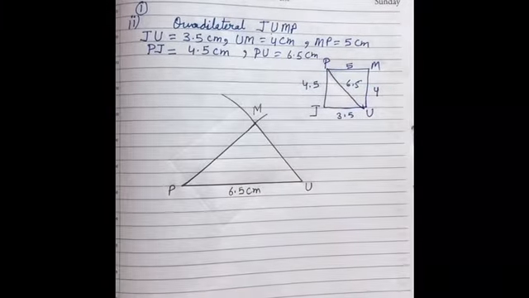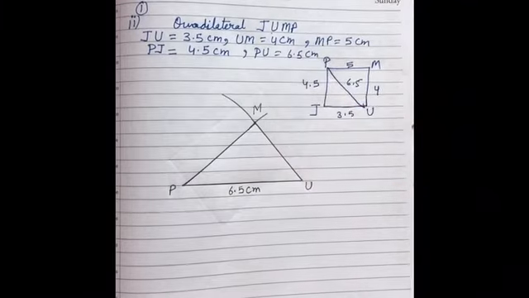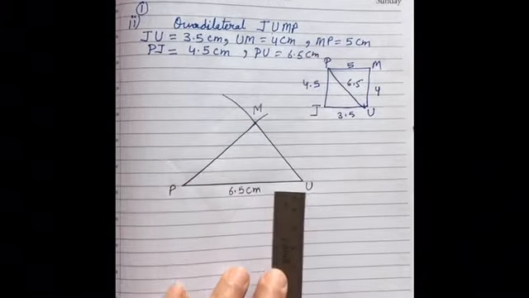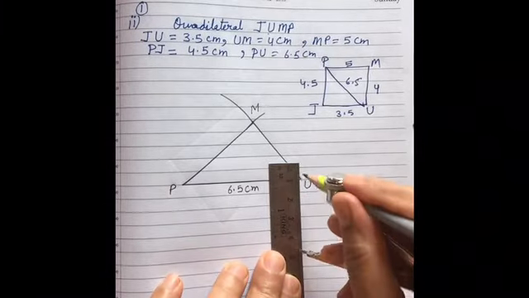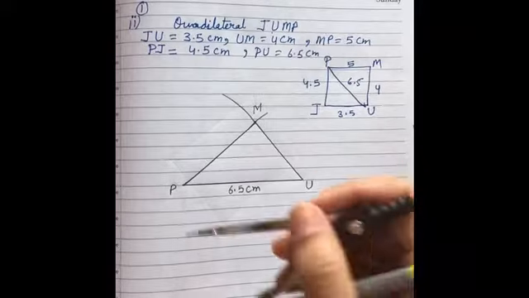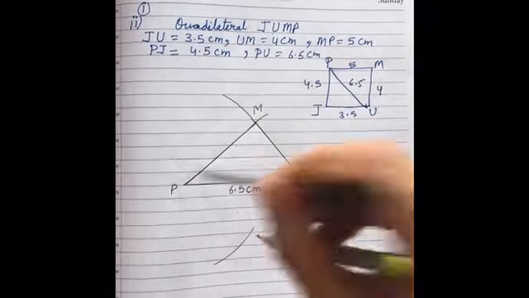Fine. So this is your first triangle that you have got. Now I'll be making this triangle. So open up your compass to 4.5 centimeter. So this is my 4.5. This is from point P. You can see this is from point P. So from P you are going to make an arc.